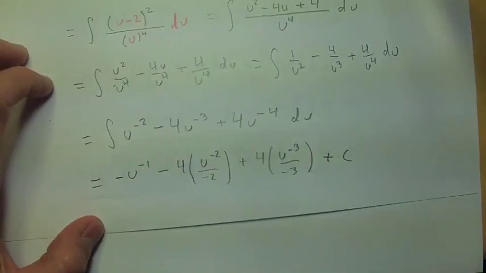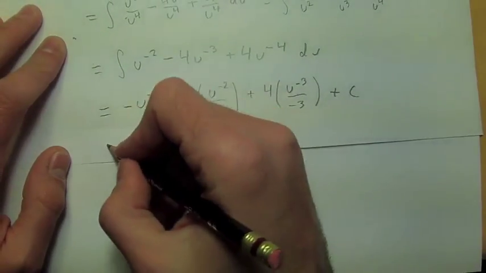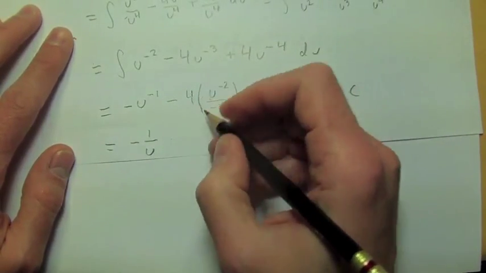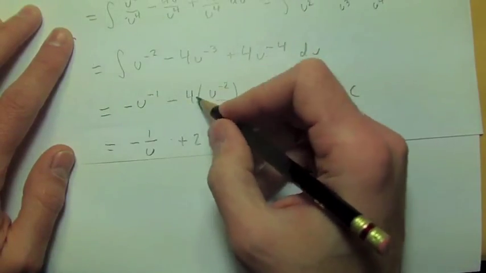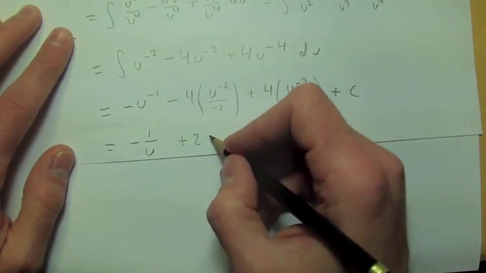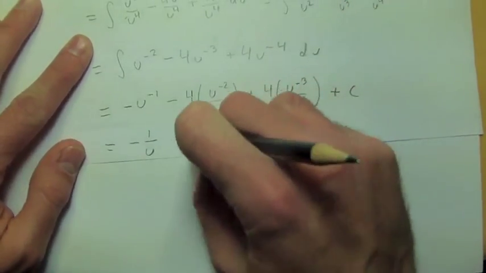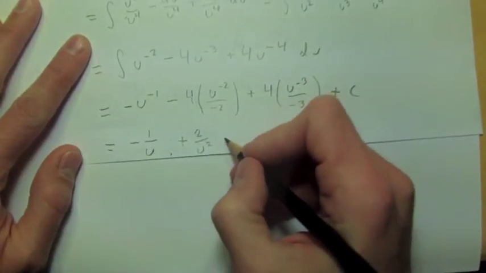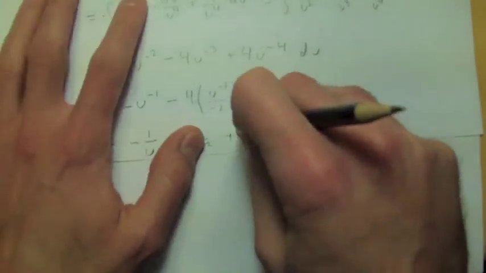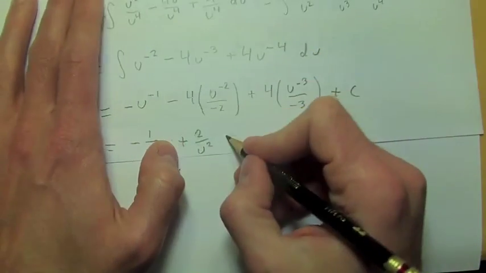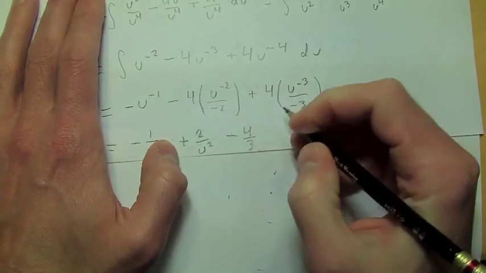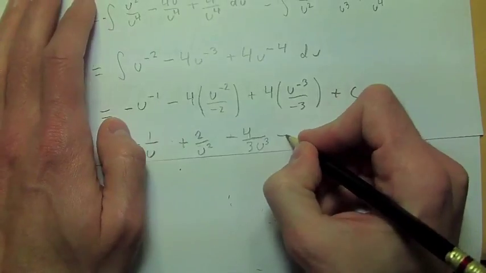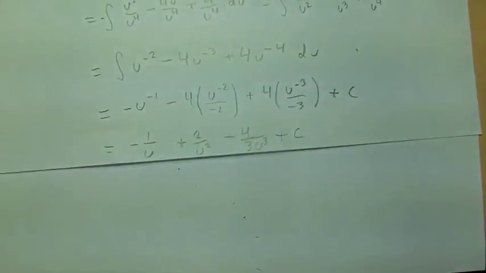And I'm going to simplify this quite a bit before I start plugging x's back in. This will be minus 1 over u. This will end up being plus 2 because the negatives and the 2 cancel, so this will be 2 over u squared. Plus, and actually, sorry, that's minus 4/3 u to the negative 3, so I could put u cubed in the denominator like that.